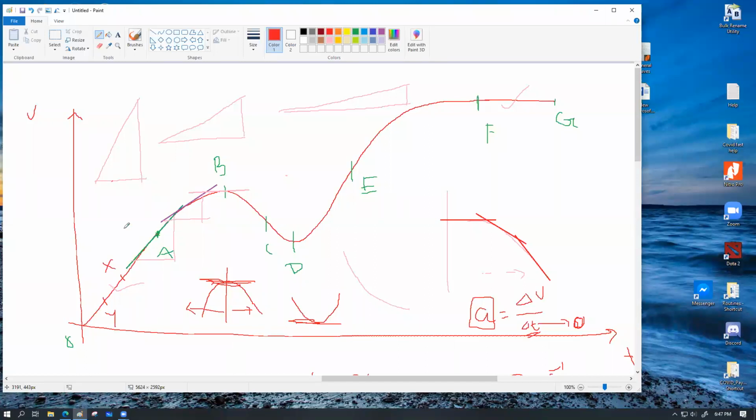From D to E, you can see the velocity is also increasing because D represents a lower velocity on the velocity axis, and E is the higher velocity. So we can say that from D to E, the object is accelerating, and the value of acceleration is also increasing. From E to F, velocity is increasing, but acceleration is decreasing.